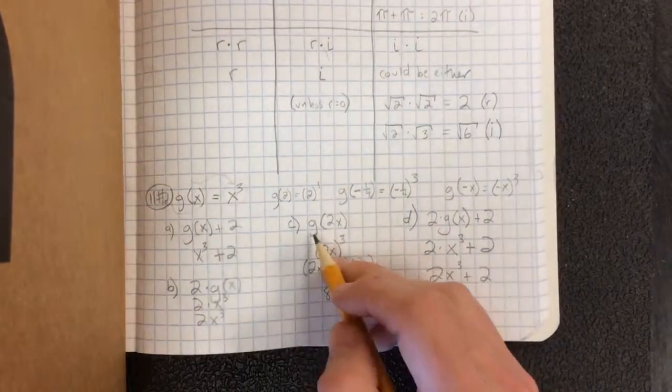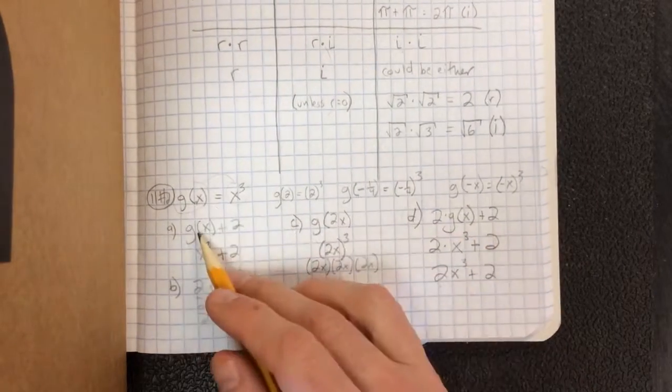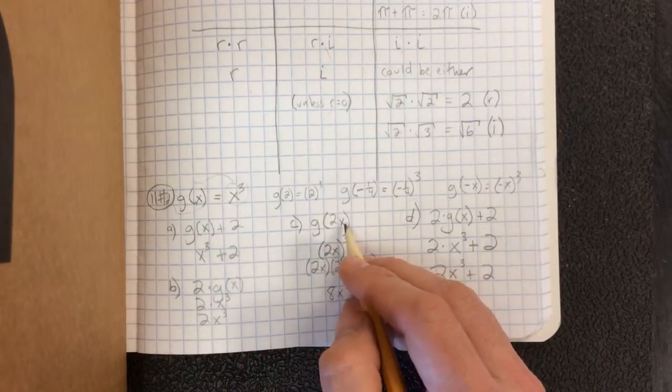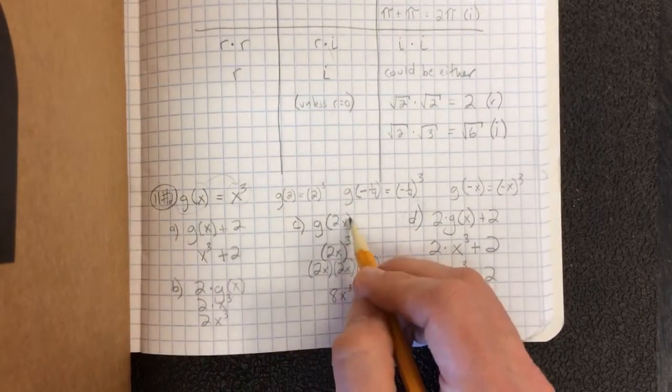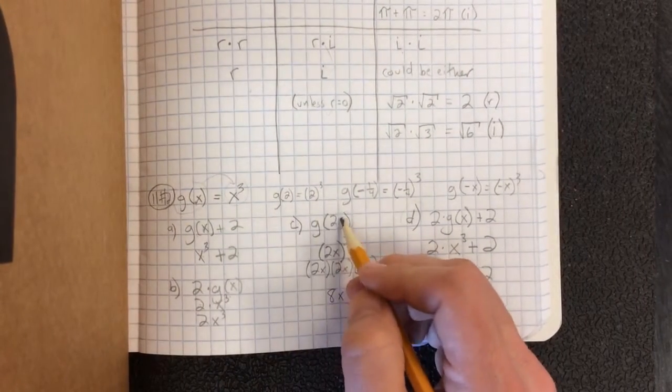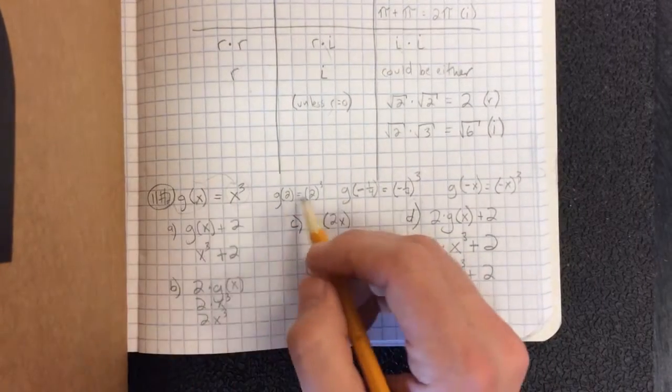Now, g of 2x. Now notice you don't have g of x anymore. You have g of 2x. So in other words, there's a slightly different input. It's not x being input, it's 2x. So what happens when you have a different input? Well, let's take a look here.